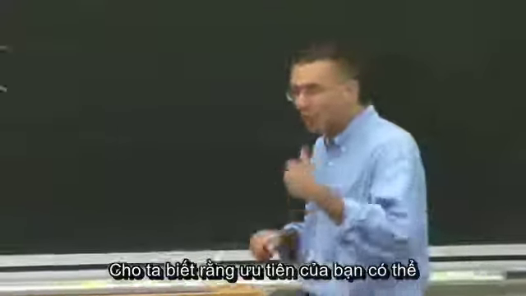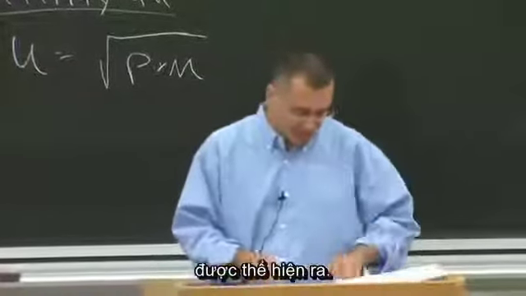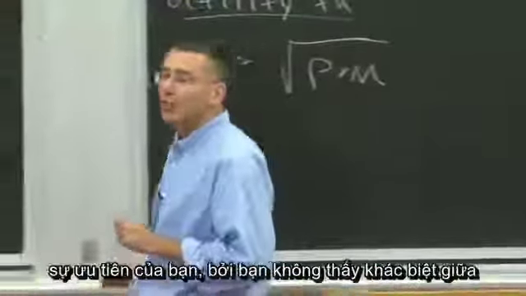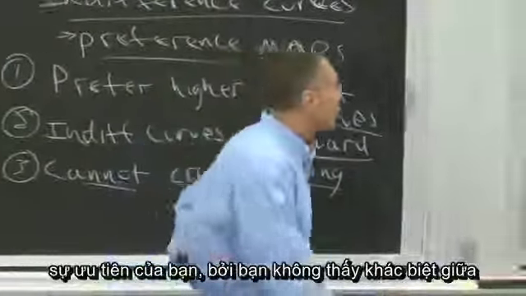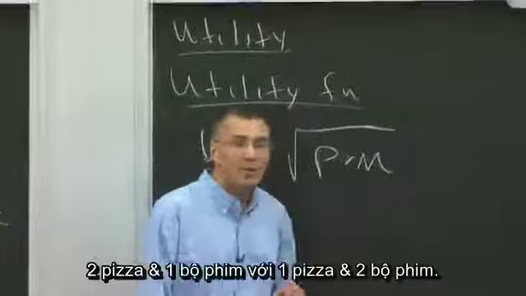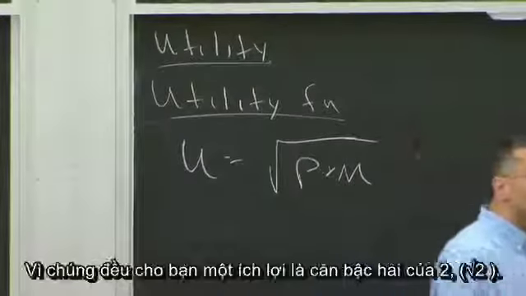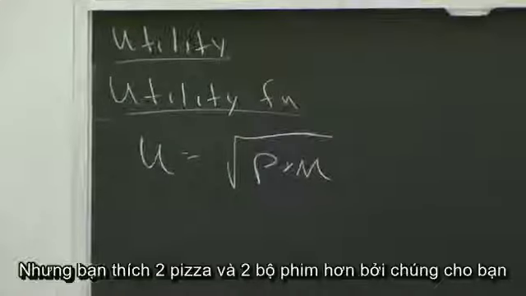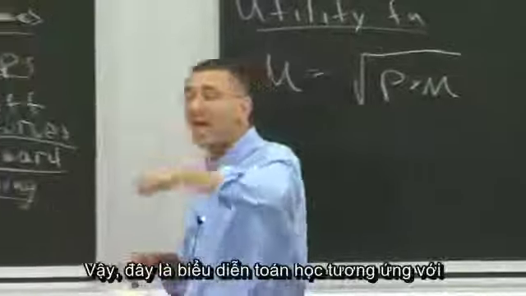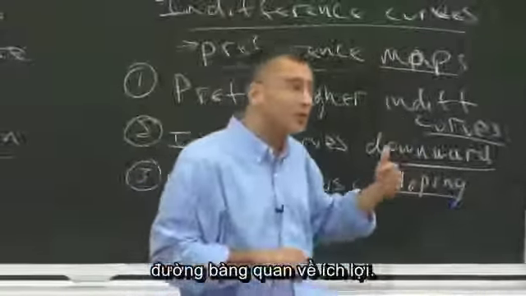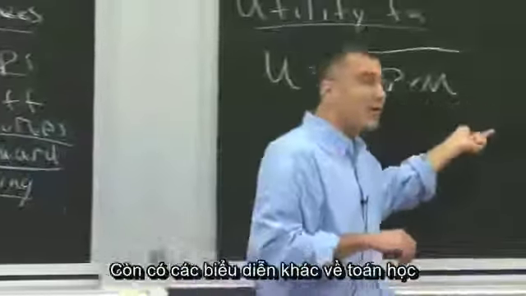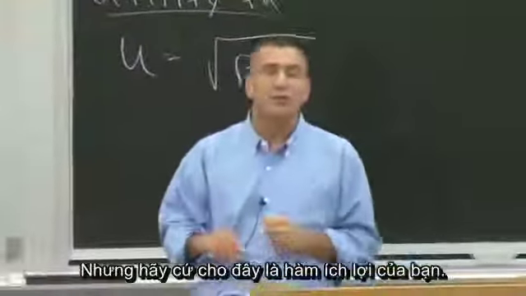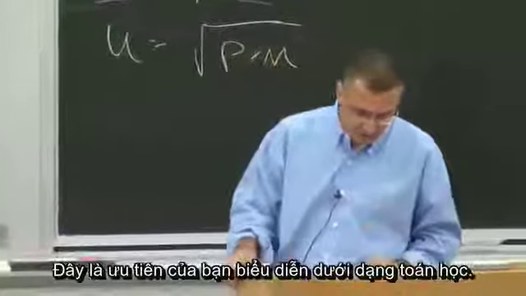What it tells us is that your preferences can be represented, if you flip back to figure 4.1b, okay, it tells us those are your preferences. Because you're indifferent between 2 pizzas and 1 movie, and 1 pizza and 2 movies. Of course you're indifferent. They both give you utility square root 2. But you prefer 2 pizzas and 2 movies because that gives you utility of 2. So this is a mathematical representation consistent with those utility indifference curves. Not the only one. There's other mathematical representations that could be consistent with those indifference curves. But let's posit that this is your utility function. This is the mathematical representation of your tastes.